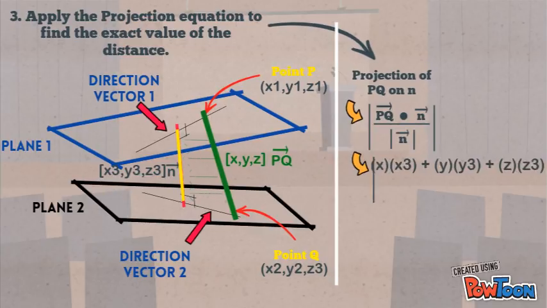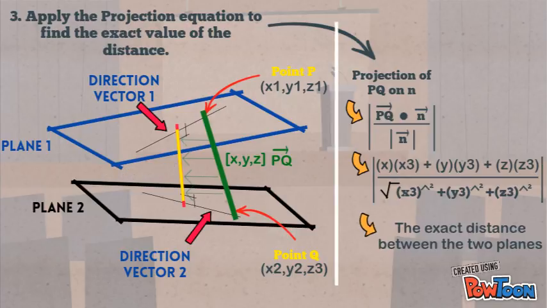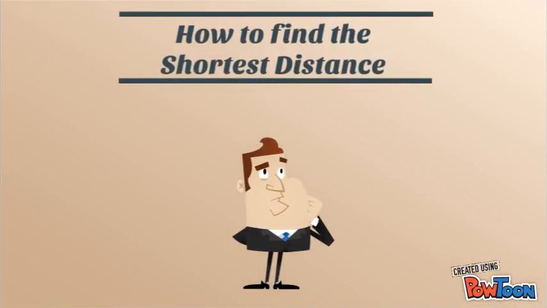The equation of projection is the modulus of vector PQ dot product the normal vector n, divided by the absolute value of the normal vector n. And by substituting all the existing information, you will get the magnitude of the exact distance. Projection plays a vital part here because it projects the actual distance between the planes onto the normal line.